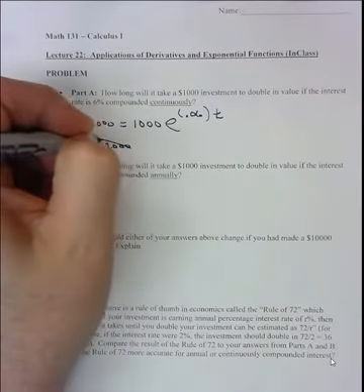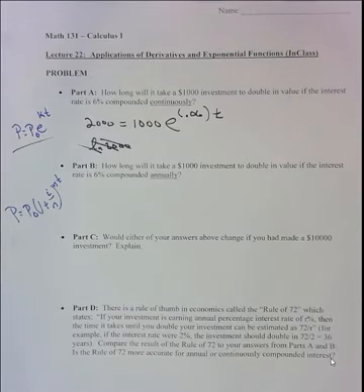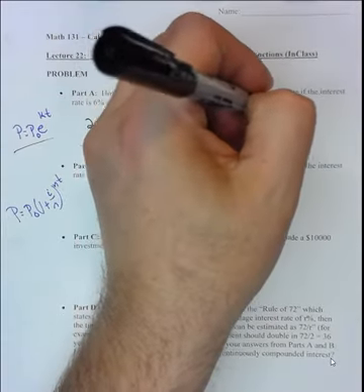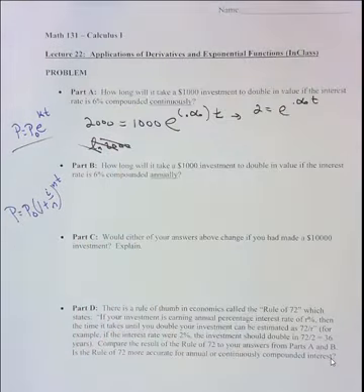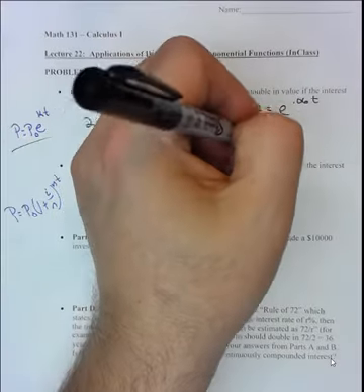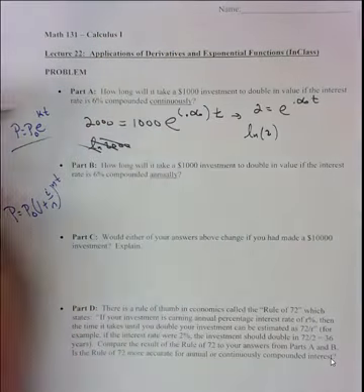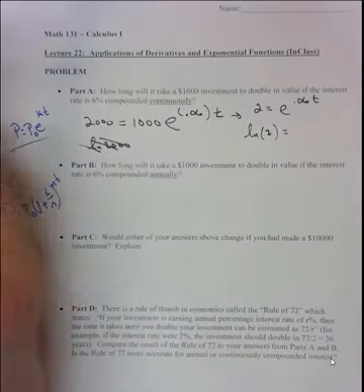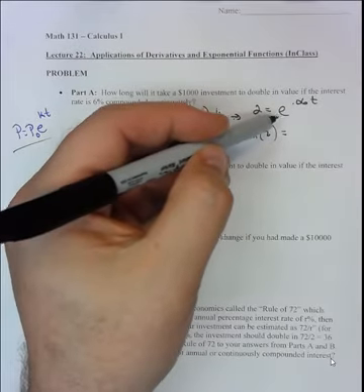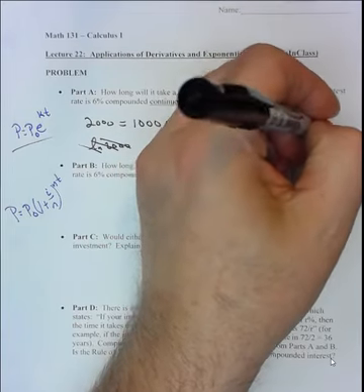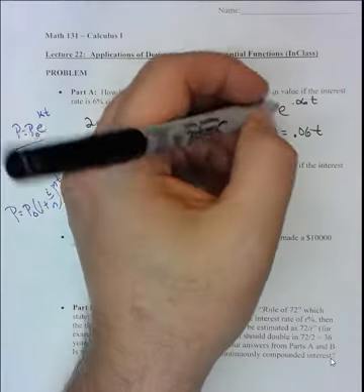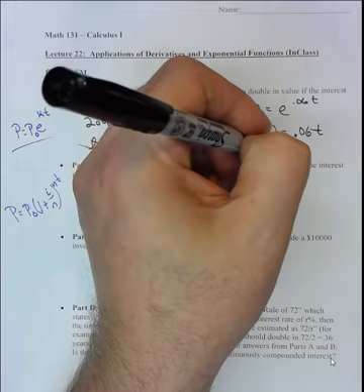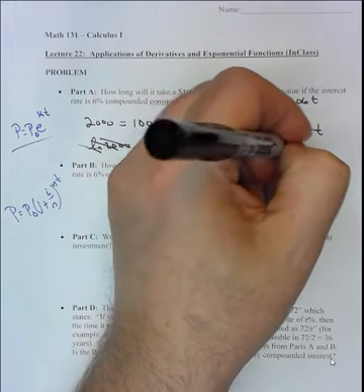Oh, bad idea. What should I do first? I should probably divide by 1,000 first. So let's rewrite this as 2 equals 1e to the 0.06t. Now let's take the natural log of both sides. I knew that was getting messier than it needed to be. When we take the natural log of the right-hand side, the log and the e do their thing. And so t would be natural log of 2 over 0.06. And I actually have this number already at hand, and that turns out to be about 11.55 years.